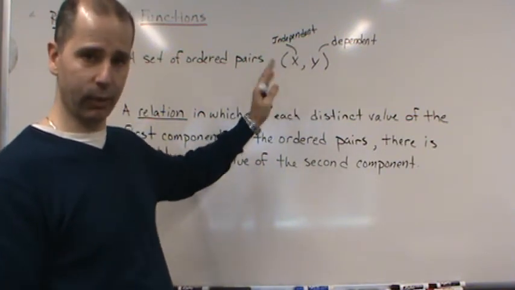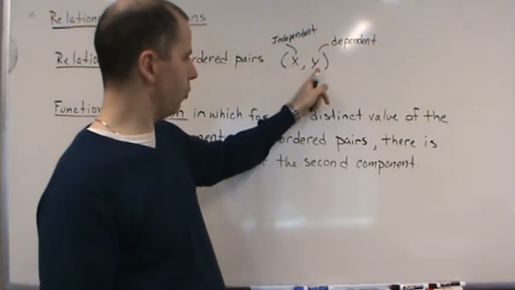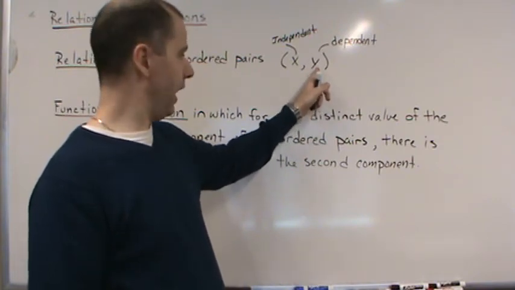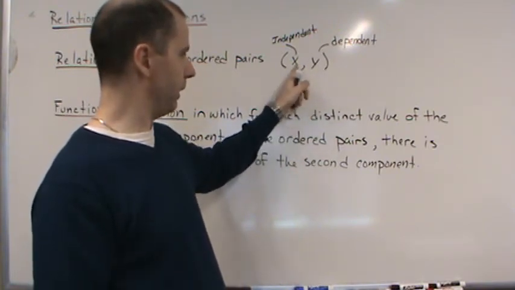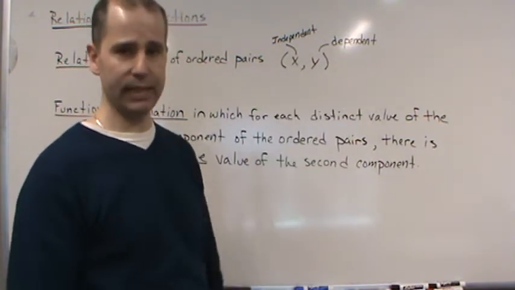So that can be anything. We can make that variable anything we want it to be. Then, depending on what this variable is, y will also change, or the value of y will be based on this. So we call this the independent variable, and the y variable is the dependent variable.